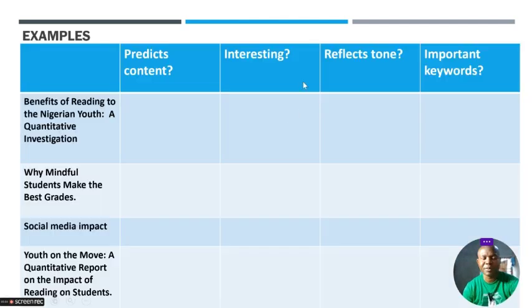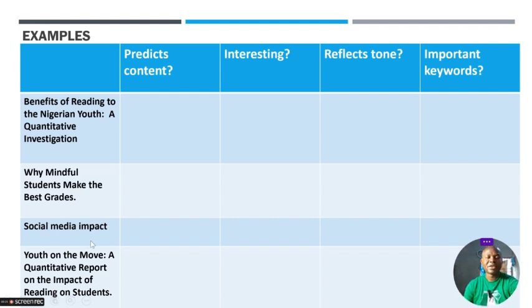Now, I decided to produce this table to guide on how to arrive at a good research topic. When you see this table, the first topic here is benefits. Benefits of reading to Nigerian youth, a quantitative investigation. Number two is why mindful students make the best grade. And number three is social media impact. Number four is youth on the move, a quantitative report on the impact of reading on students.